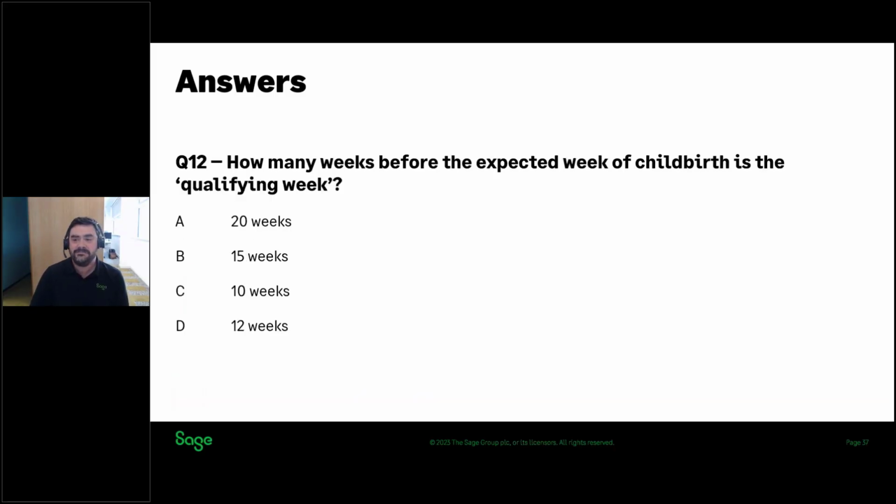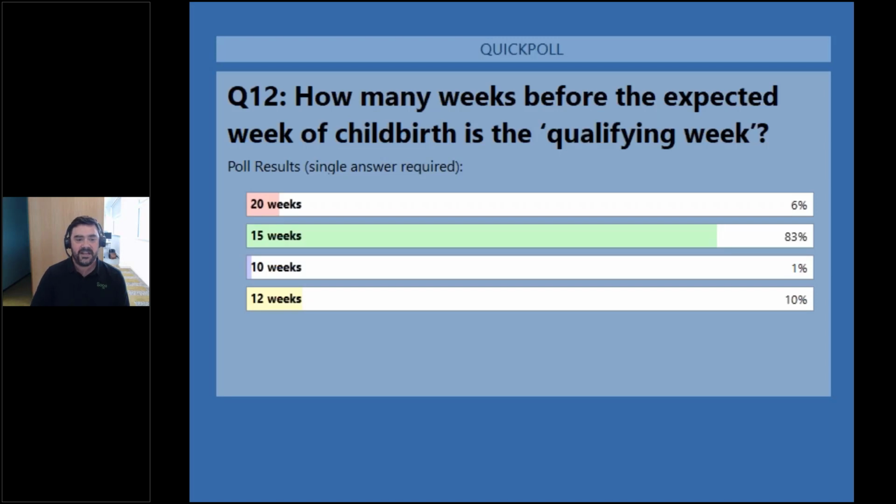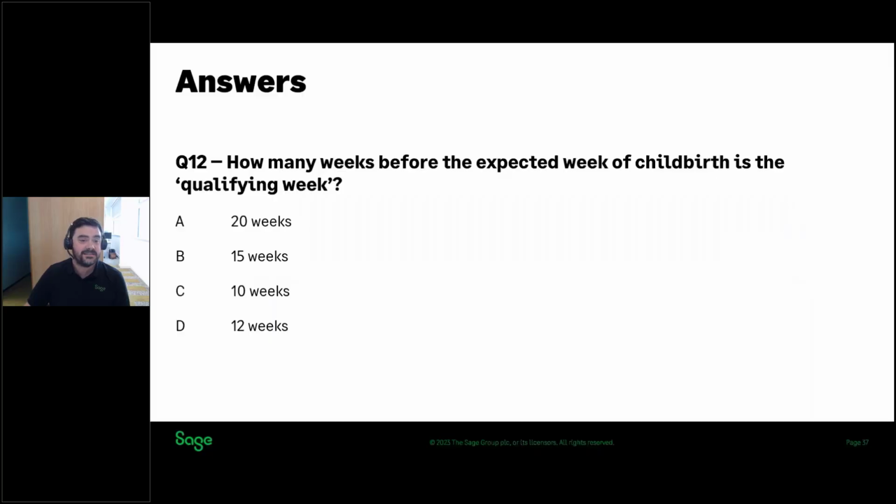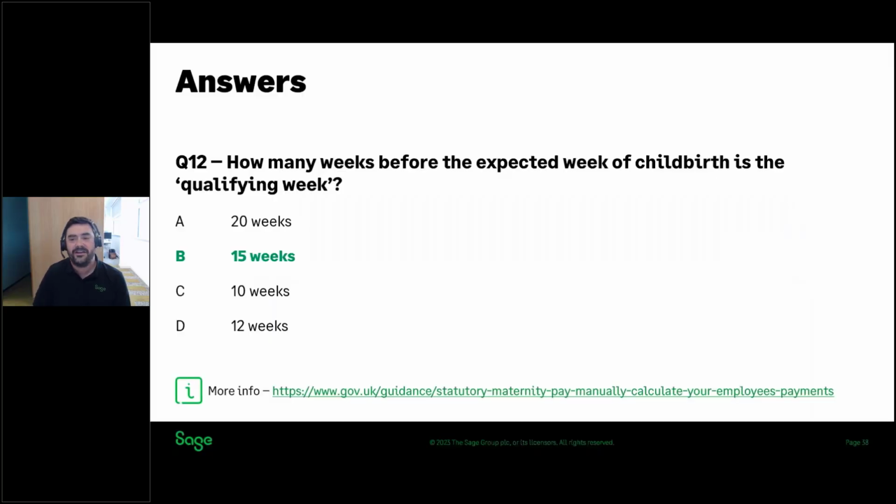On to question 12 then. How many weeks before the expected week of childbirth is the qualifying week? So a bit of a split here. We had 10% saying 12 weeks before the due date, 6% saying 20 weeks, 1% saying 10 weeks. 83% of you are saying the qualifying week is 15 weeks before the due date. So did you get that one right? Let's have a look. It was indeed 15 weeks.